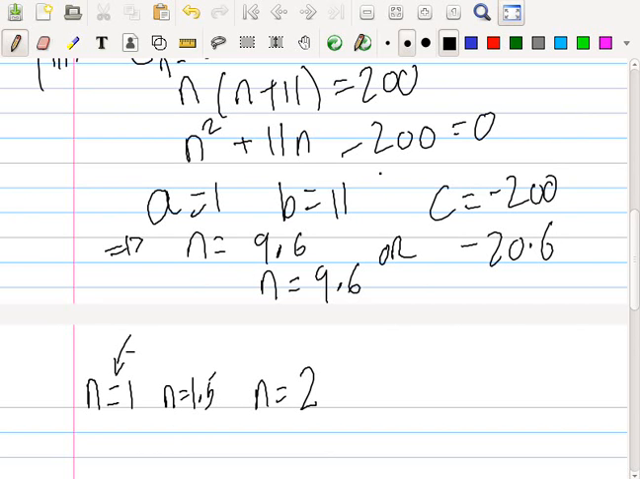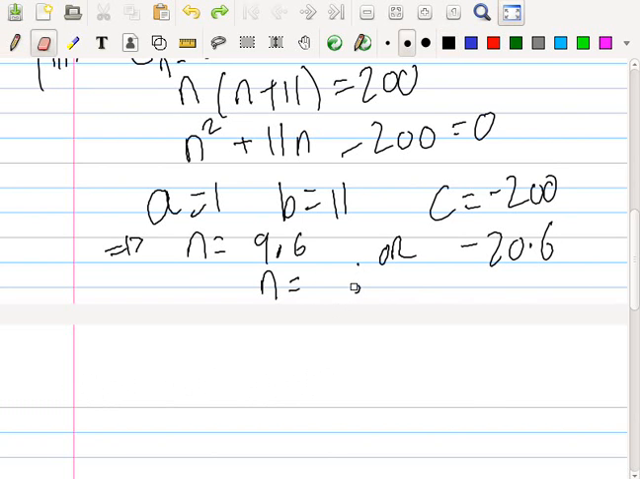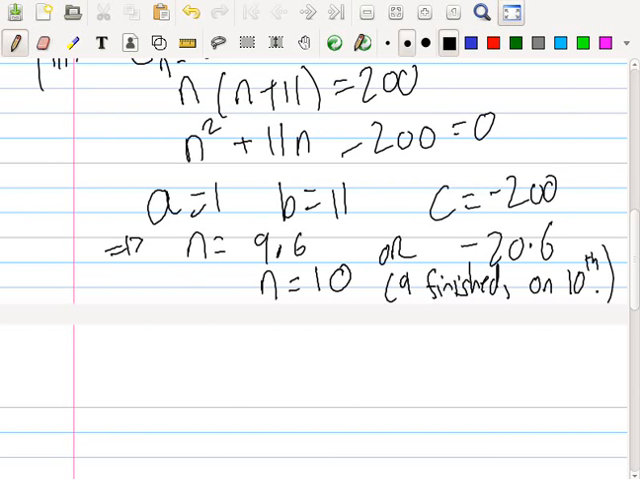So therefore, we don't say 9.6, we say 10. 9 finished, and it's on the 10th floor. So 9 floors finished, and it's 60% completed on the 10th floor.